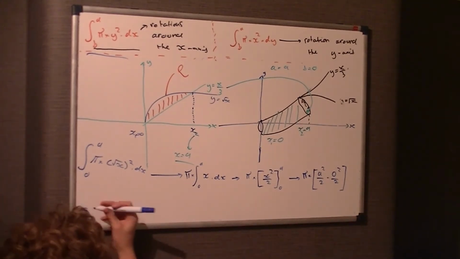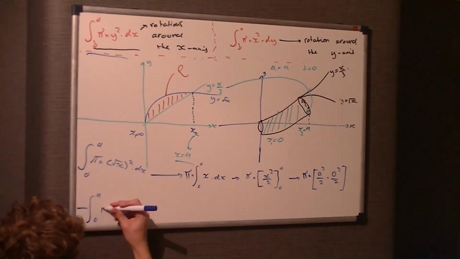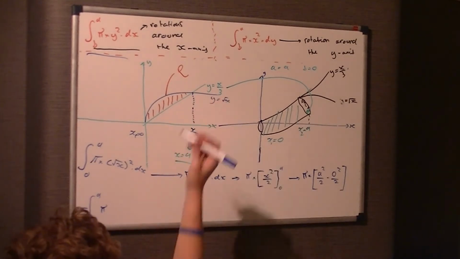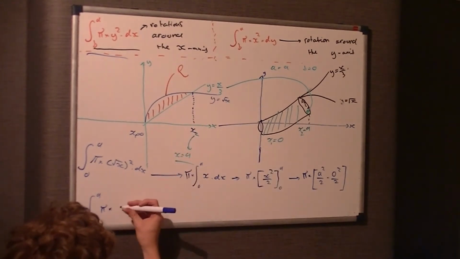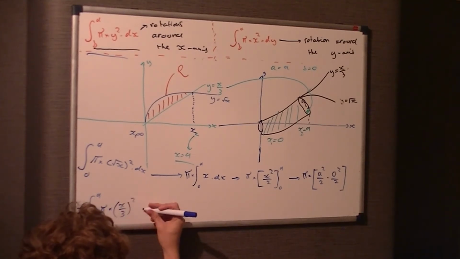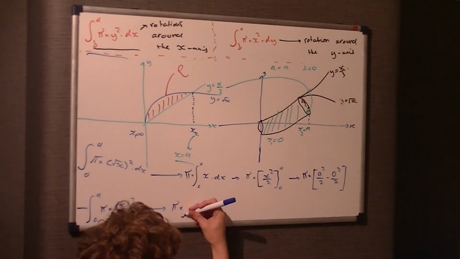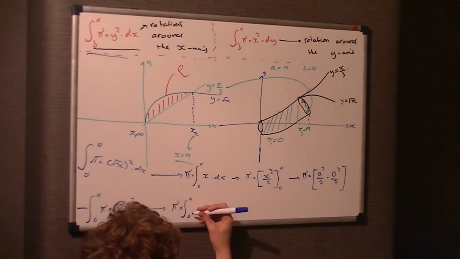And then we need to take this answer away from the integral from 0 to 9 of pi times the curve on the bottom, which is x over 3. Now it's not just x over 3, it's x over 3 all squared. So then do the same thing, take the pi out of the integral, so it's 9 and 0.